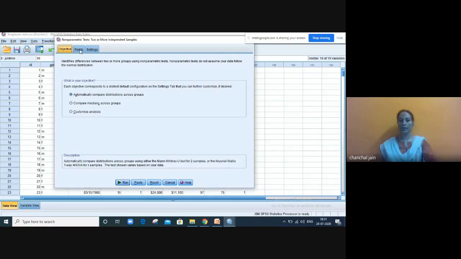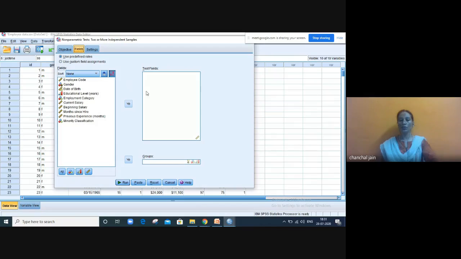Next, go to the second tab, that is the Fields tab. Here you need to shift your dependent variable into the Test Fields box. So click on Current Salary and shift it to the Test Fields box. Then select your independent variable and shift it to the Groups box here. This is what you do in the second tab.